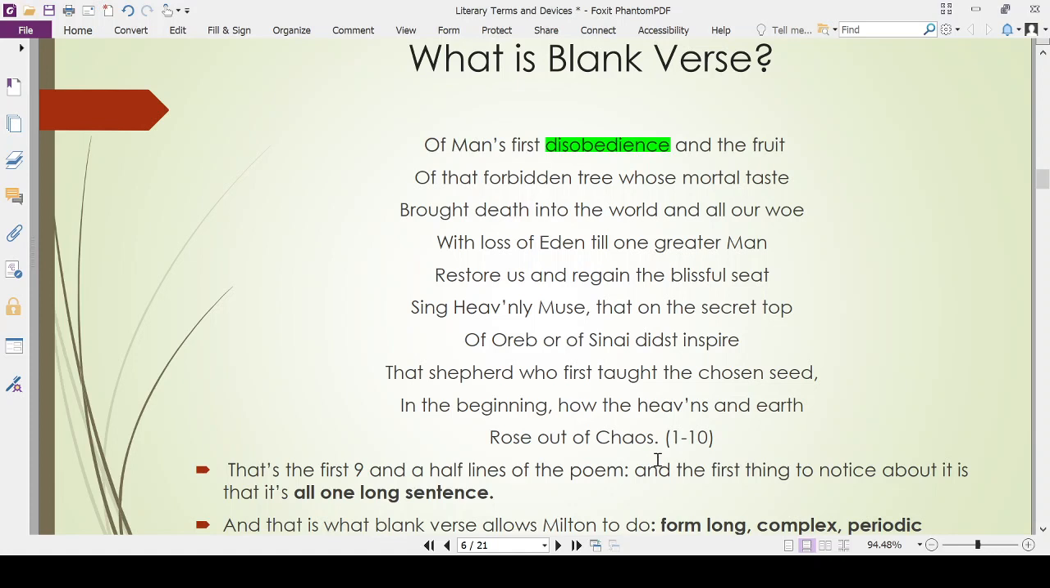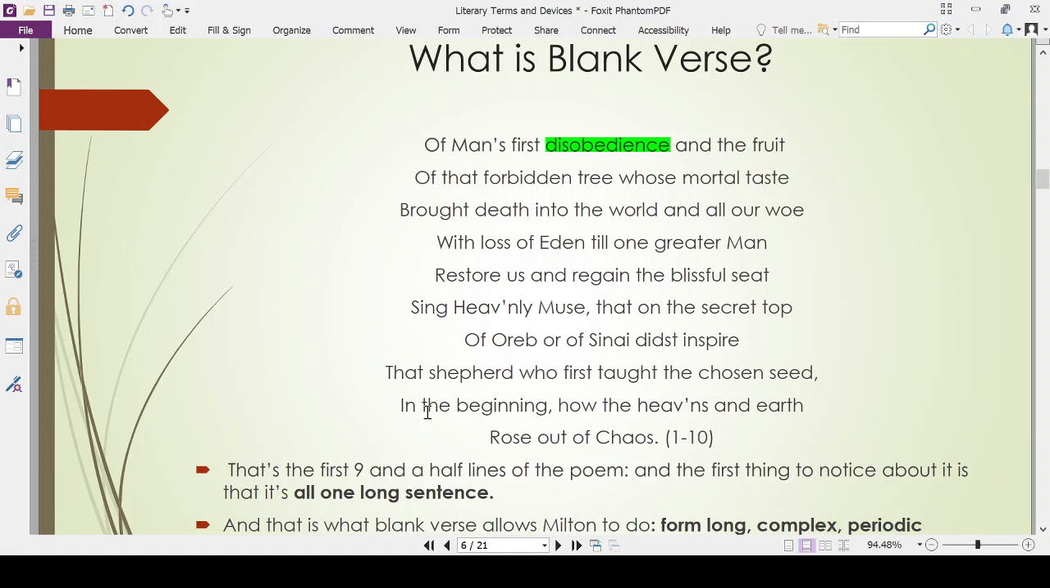Let's continue reading. Of man's first disobedience, and the fruit of that forbidden tree whose mortal taste brought death into the world, and all our woe, with loss of Eden, till one greater man restore us and regain the blissful seat, sing, heavenly muse. Now, up to this part, we don't know who he's talking to, what this is all about. So he's saying that something terrible happened to all of us. We came down from heaven, we were punished. And then suddenly he says, sing, heavenly muse. So we know who the interlocutor is, who Milton is addressing, who the persona of the poem is addressing.